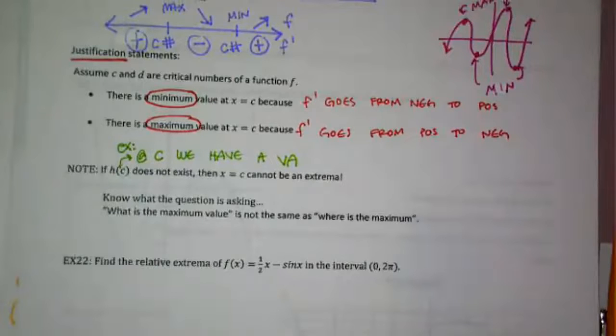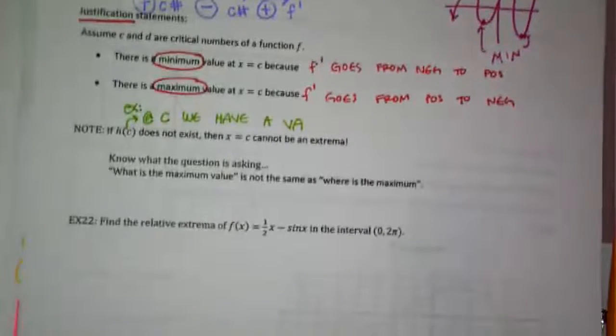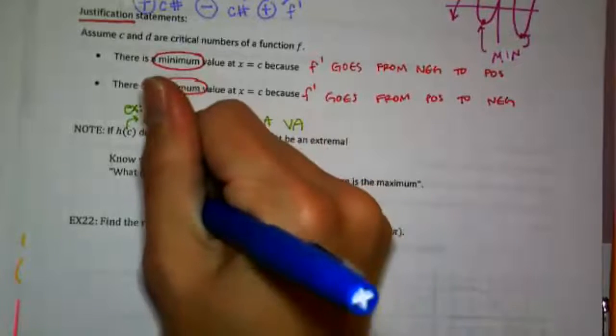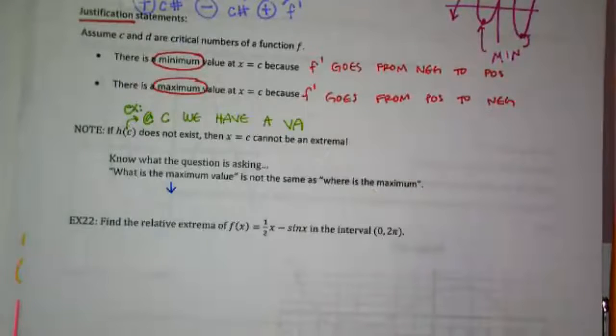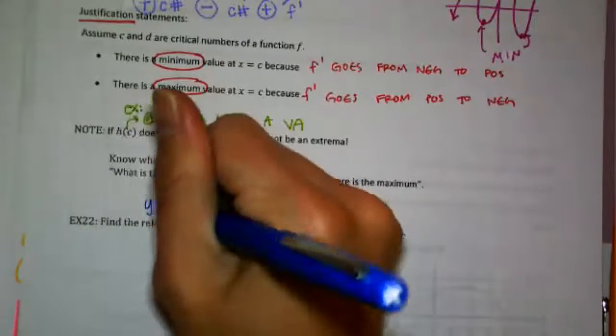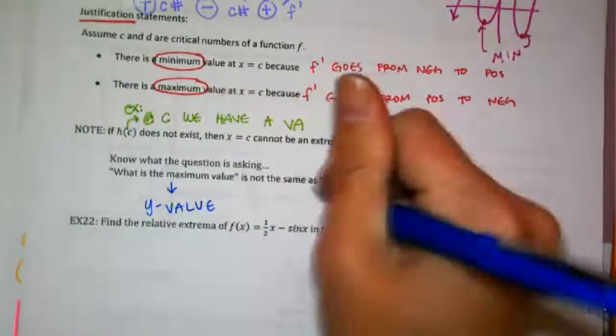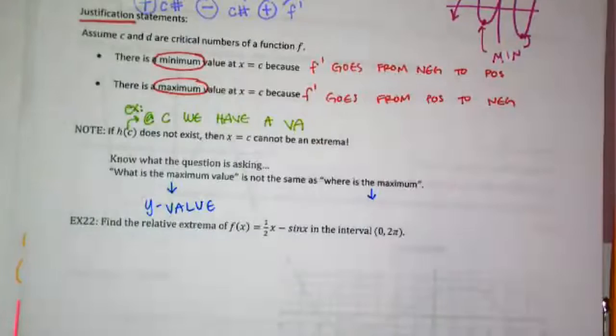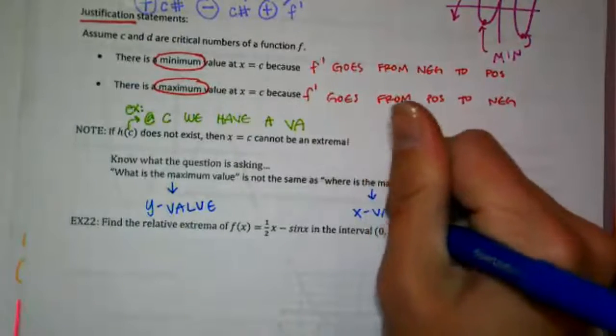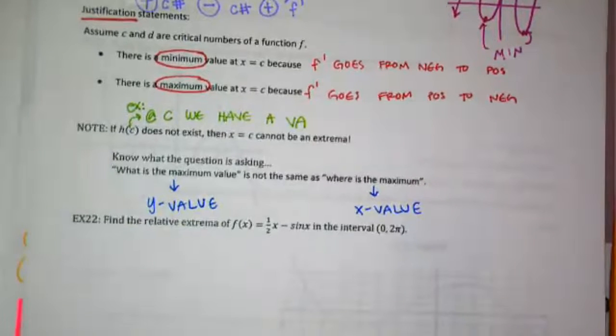All right, anyways, know what the question is asking for. If it says, what is the maximum value, what are you finding? The absolute, the relative? Is it the x or the y value for the point? The y value. If it says, what is the maximum value, you're looking for a y value. If it says, where is the maximum value, x value. All right, and we talked about that when we did the extreme value theorem, right? What it is is the y value, where it is is the x value.